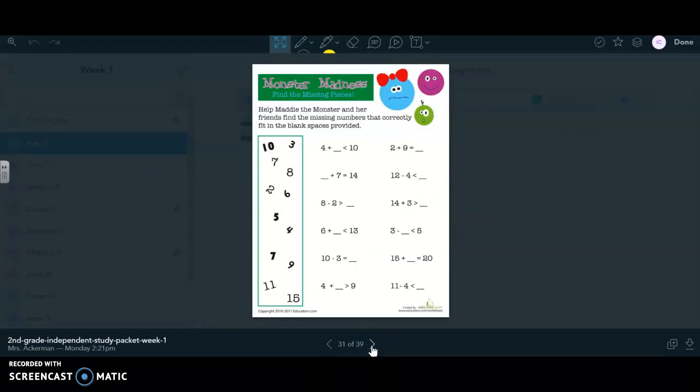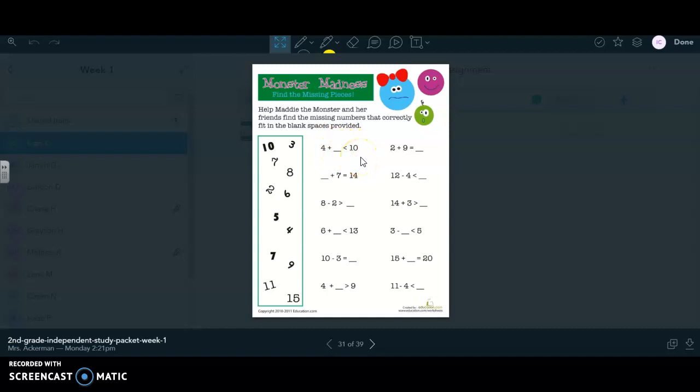Monster Madness. So you're going to help Maddie the monster and her friends find the missing numbers that correctly fit in the blank spaces provided. What you need to do is, here is a box of numbers. You're going to find the answers that will fit in this correctly.